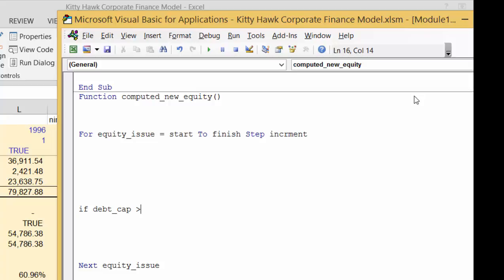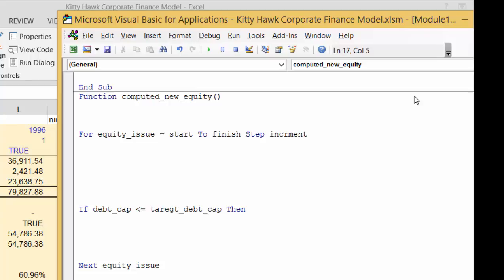Hang on. We start with a really low amount of debt, a big negative debt. So that makes the debt to capital really high. So if the debt to capital is less than or equal to the target debt to capital, then we do some stuff.